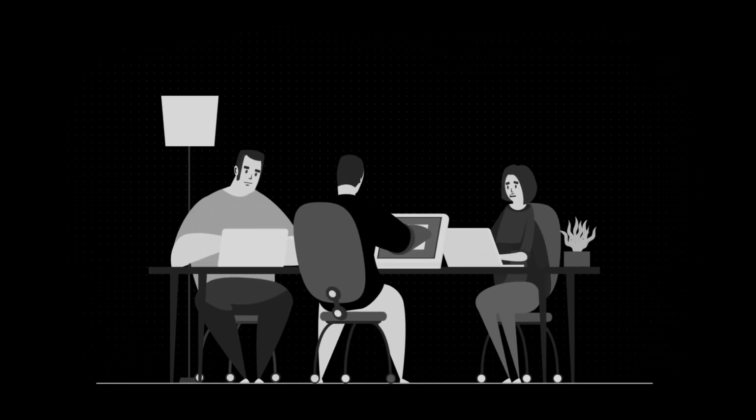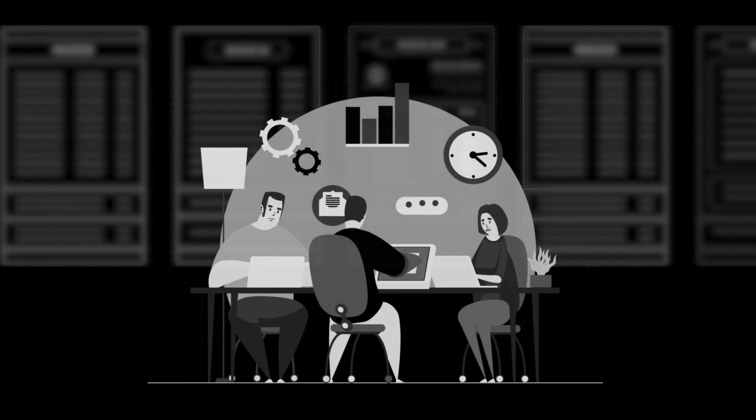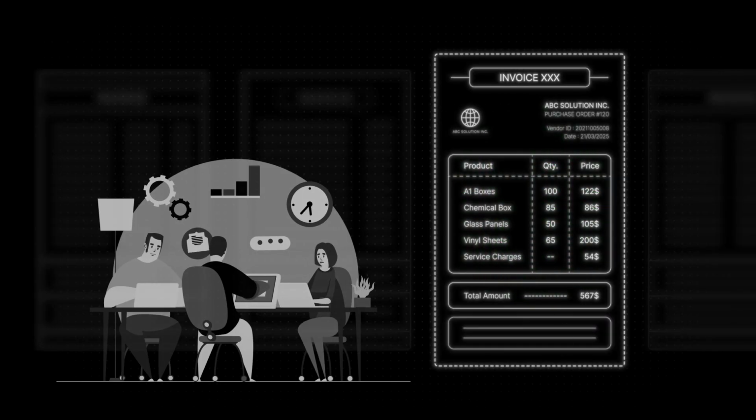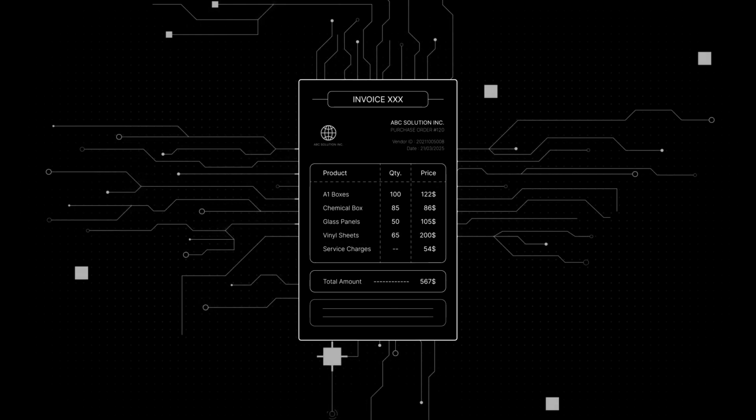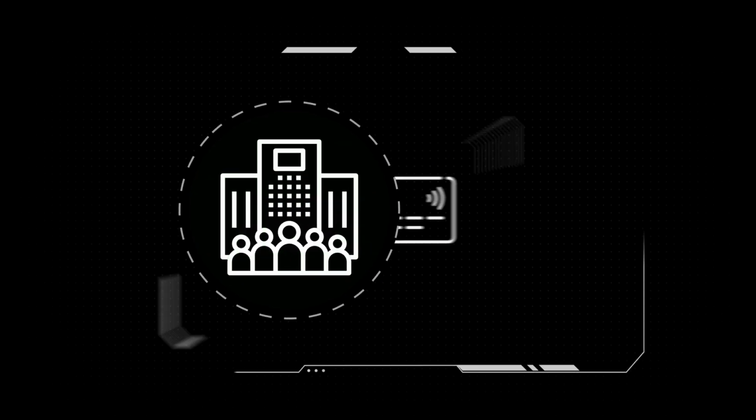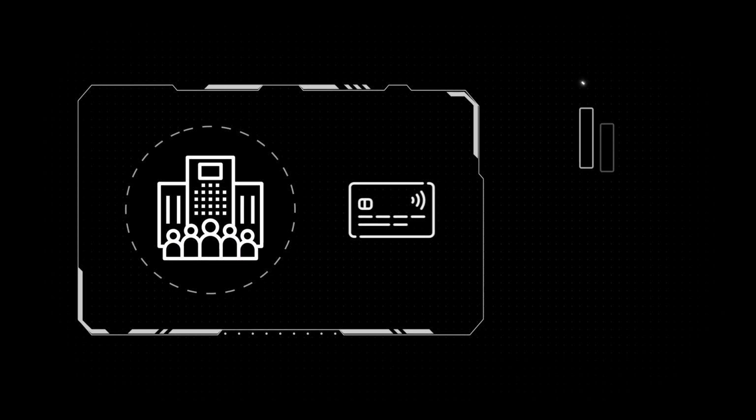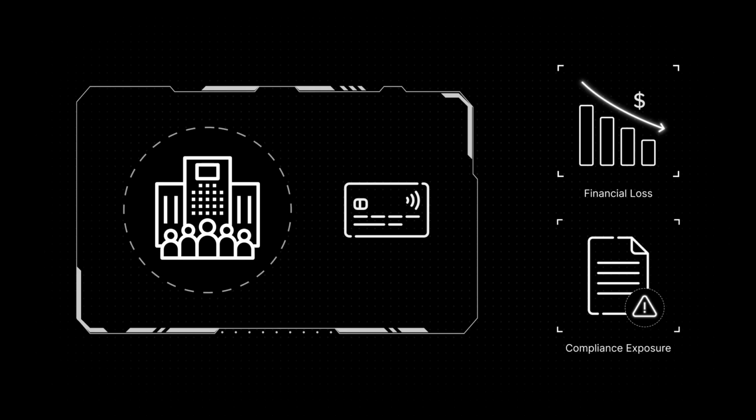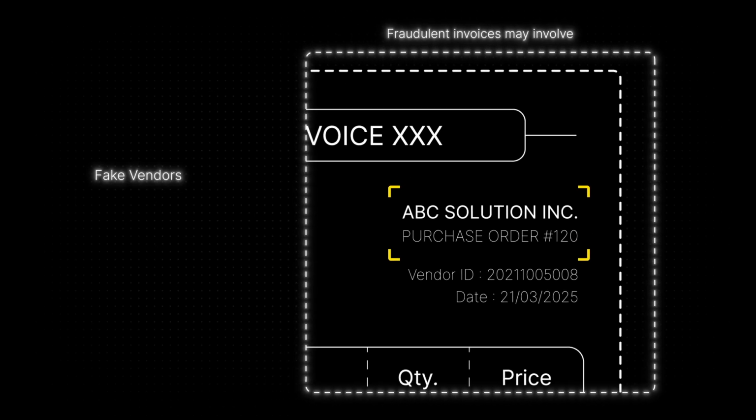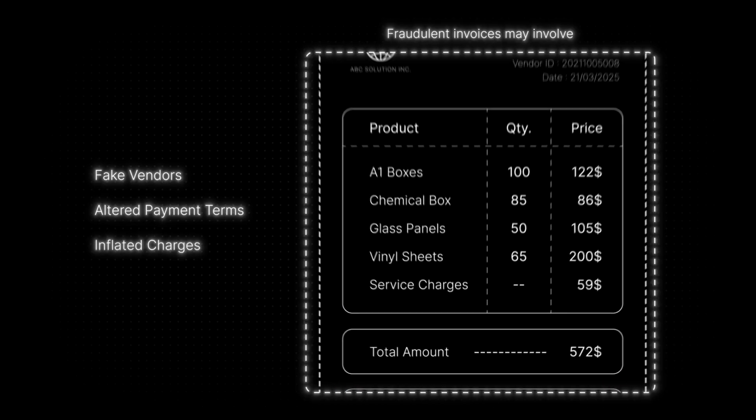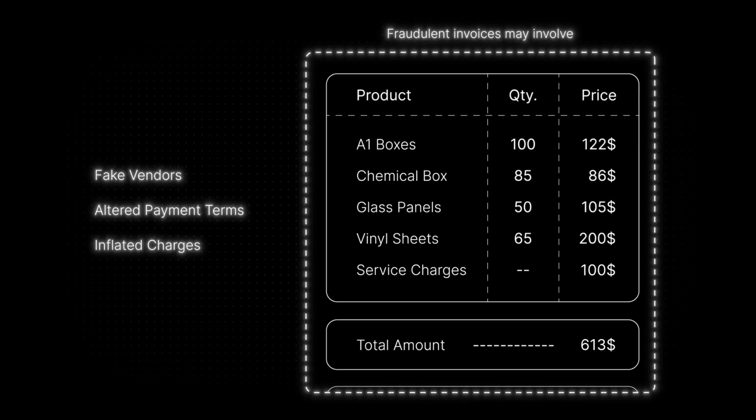Your accounts payable team, swamped with month-end workload, unknowingly clears the payment. Stronger controls could have prevented it. This scenario isn't rare. Without a robust verification mechanism, enterprises may unknowingly authorize payments that bypass internal controls, leading to financial loss and compliance exposure. Fraudulent invoices may involve fake vendors, altered payment terms, or inflated charges that go undetected.